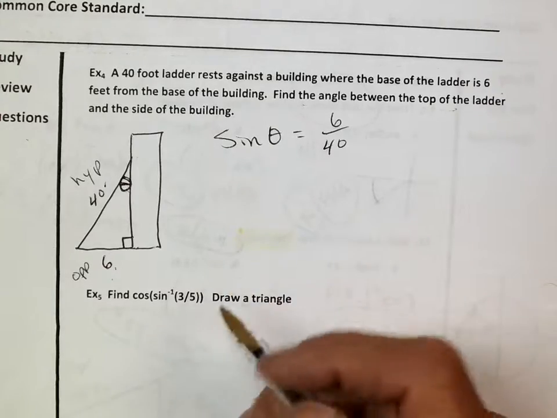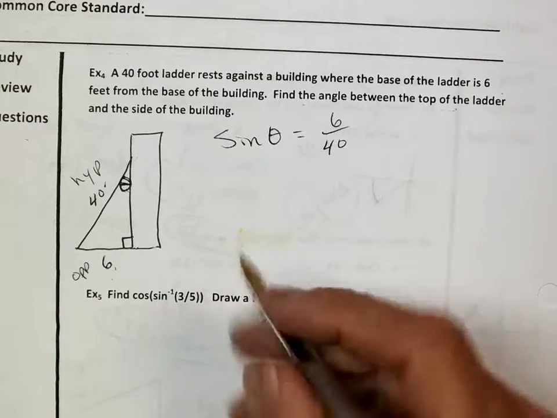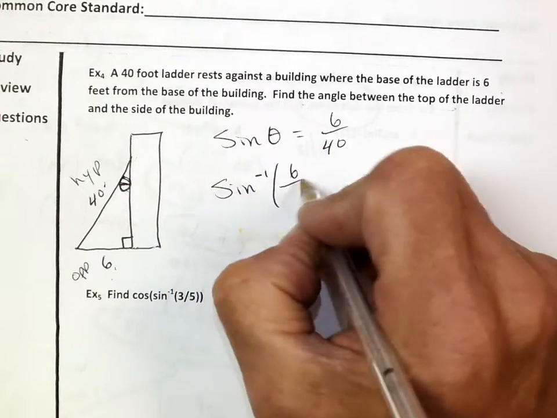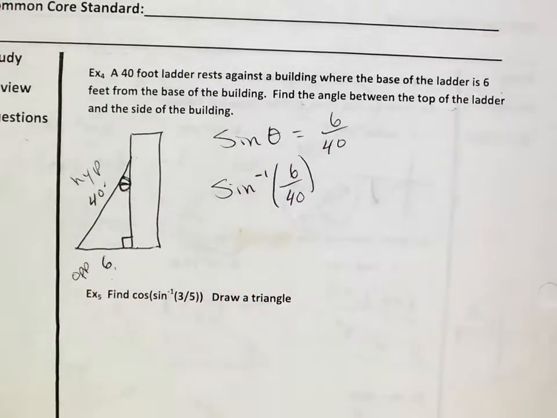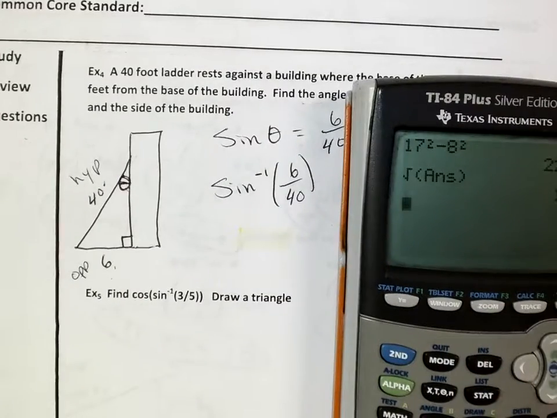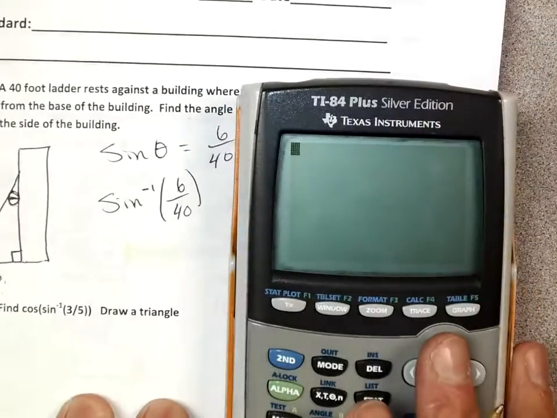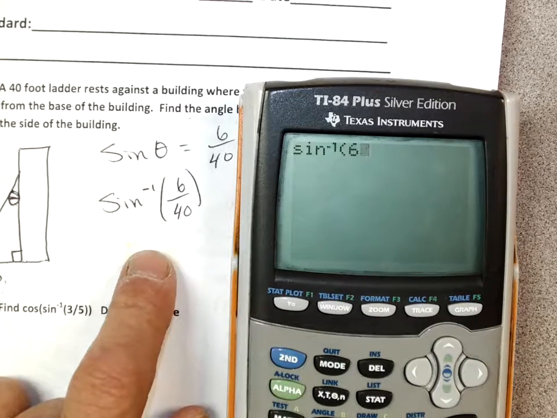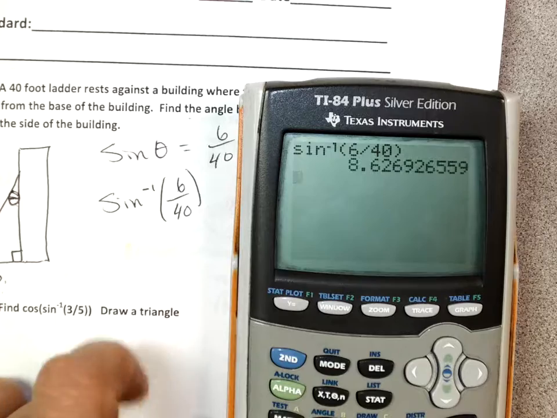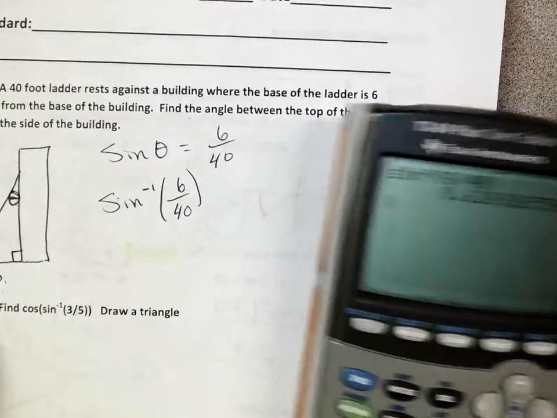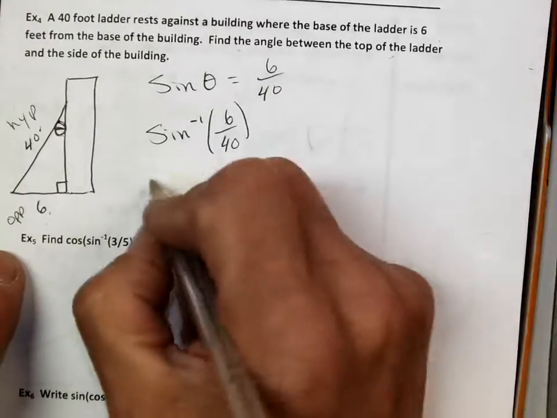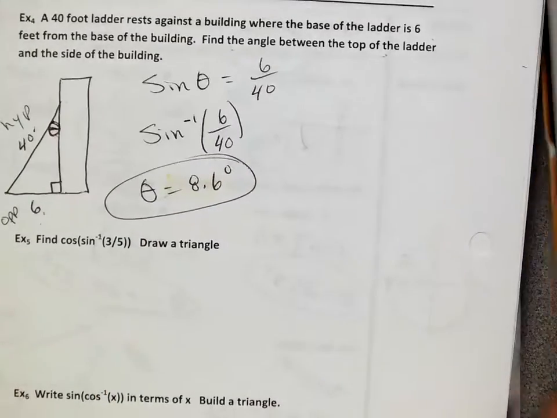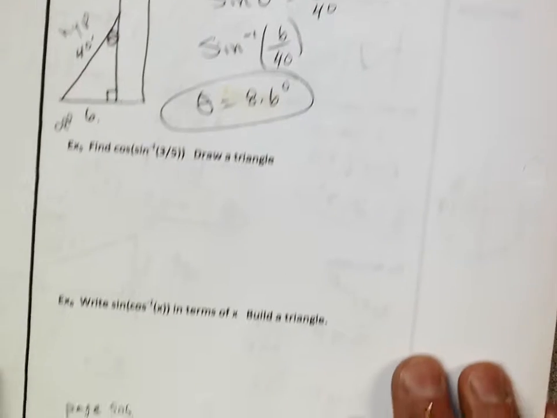Again, if I'm looking for the angle, I need to use the inverse button. So I'm just going to go sine inverse of 6 over 40. Let's use our calculator, degree mode, obviously. Sine inverse 6 divided by 40. I get an angle of about 8.6 degrees, which is good. It should be a small angle, otherwise we're going to fall over, right? So theta is about 8.6 degrees. Okay, easy.